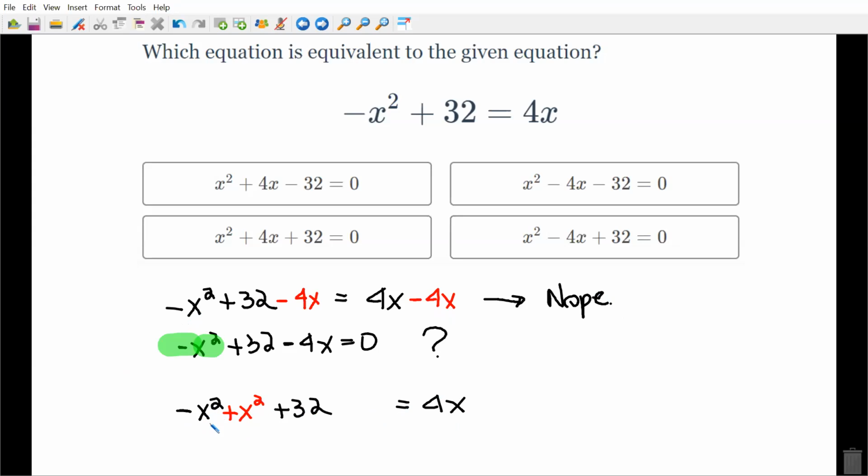And what you do on one side, you do it on the other side. And plus 32 minus 32. What you do on one side, you do it on the other side. Then you organize it according to the terms of the exponents. So 0 is going to be equal to x squared plus 4x minus 32. X squared plus 4x minus 32 is going to be the correct answer.